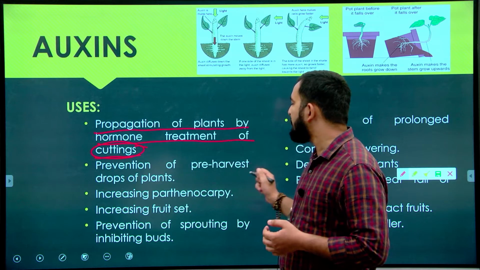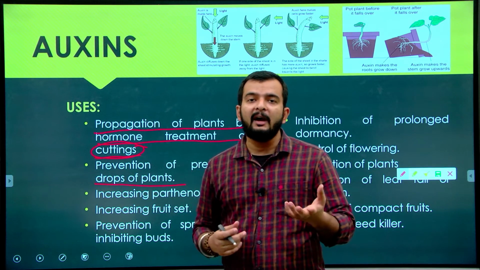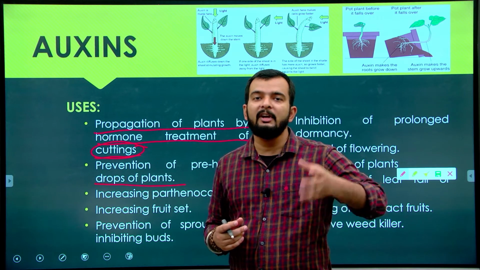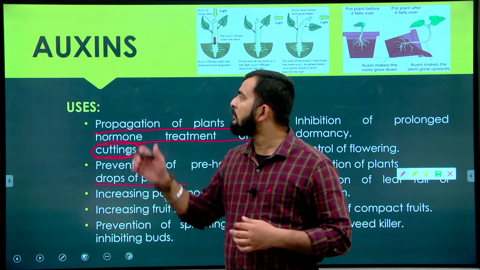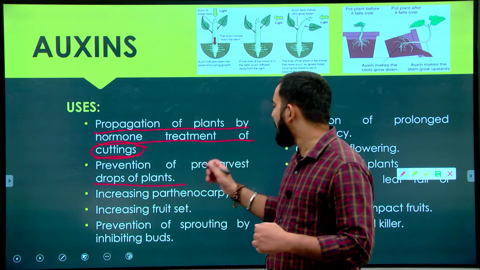Then prevention of pre-harvest drop of plants. That is, before harvest your plant becomes heavy, right, the stem will start to bend out. So your auxin application will prevent that bending out or drop of your plants.